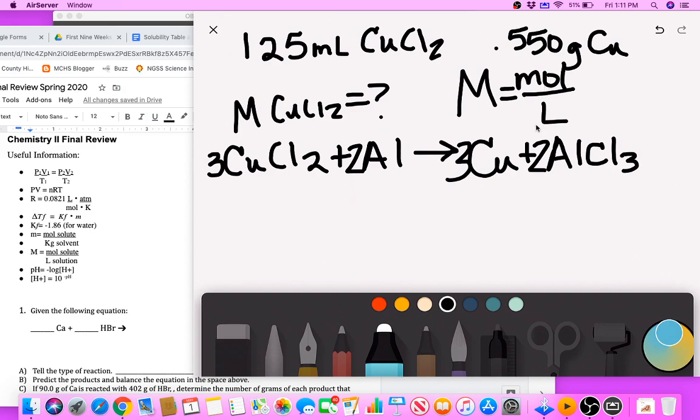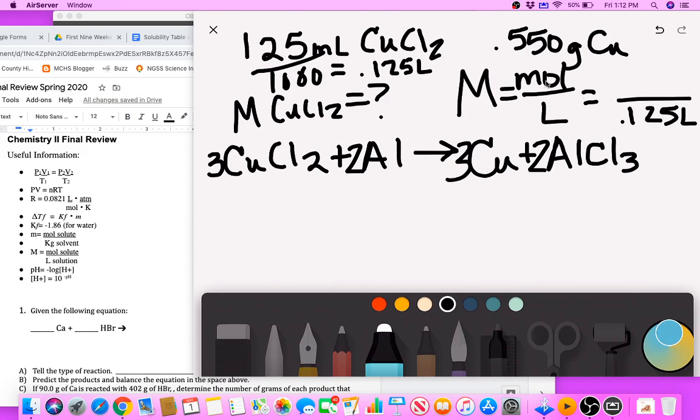Well, I know I had 125 milliliters of copper 2 chloride. So how do I convert that to liters? Well, I divide by 1,000. Or just move your decimal 3 places to the left, and that gives you 0.125 liters. So there's my liters. Okay? And again, we need molarity of copper 2 chloride, so I have liters of copper 2 chloride by moving my decimal 3 places to the left, 0.125 liters.